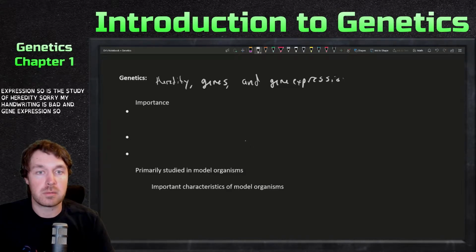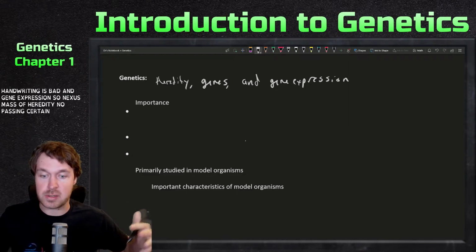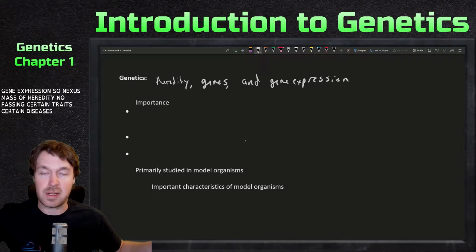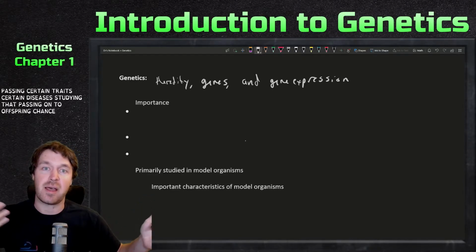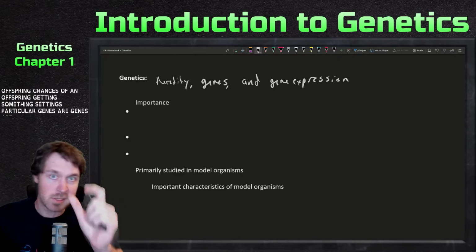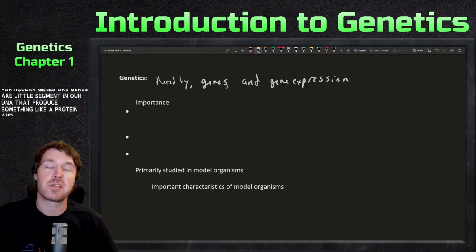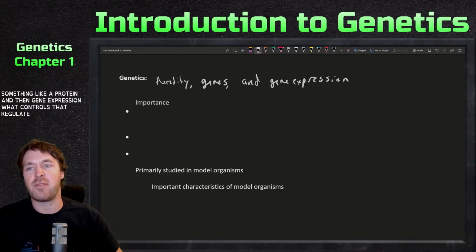Genetics is massive. Heredity is passing certain traits and diseases to offspring, studying that, the chances of an offspring getting something, and studying particular genes. Genes are little segments in our DNA that produce something like a protein. And then gene expression is what controls the regulation of that expression.